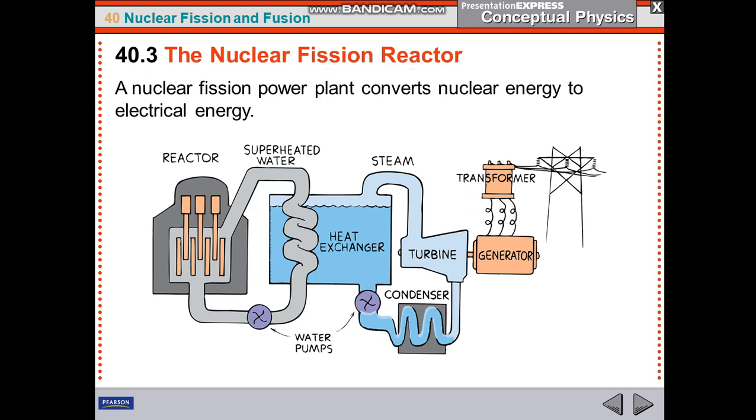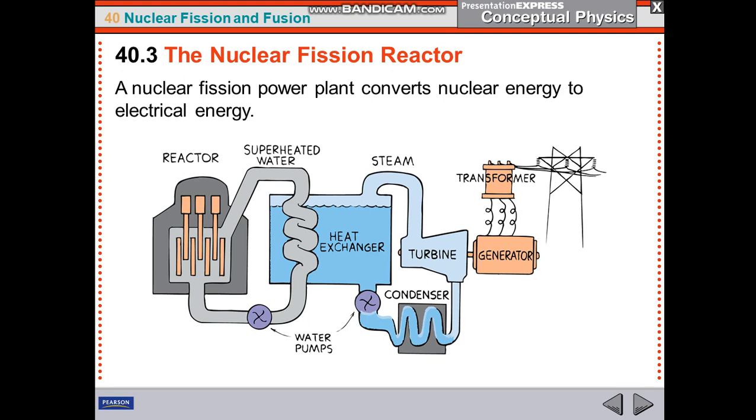Look at this figure. A nuclear fission power plant converts nuclear energy to electrical energy. So what's happening here? You can see a reactor. The nuclear fission reaction is occurring in this reactor. Then the water is heated. You can see there is a heat exchanger. So water will become steam, and steam will go to the turbine, and the turbine will rotate the generator, and then the transformer is there to increase or decrease the voltage produced by the generator.